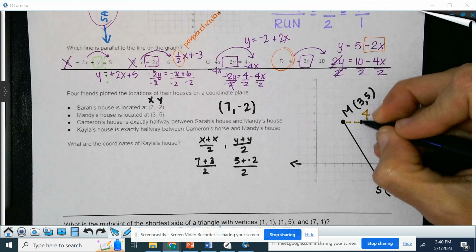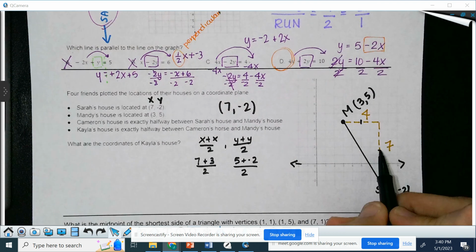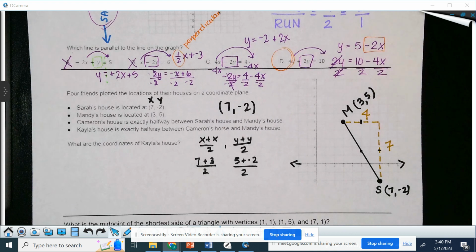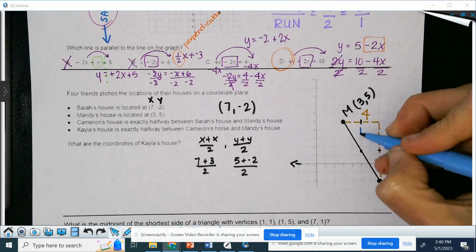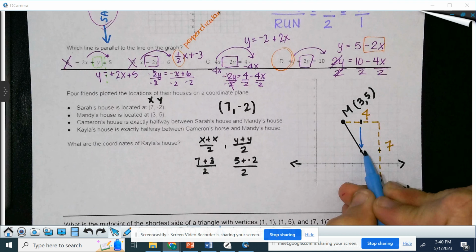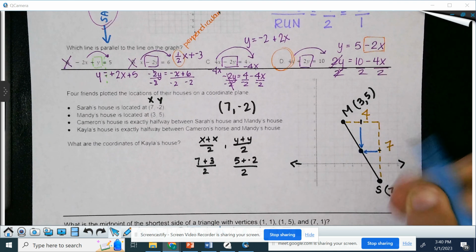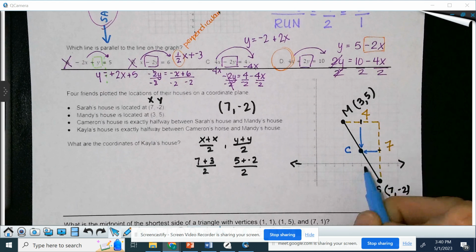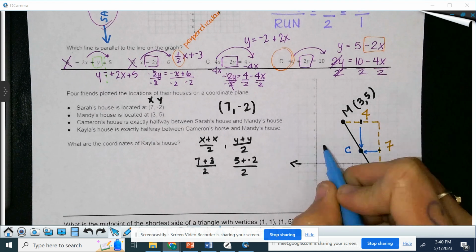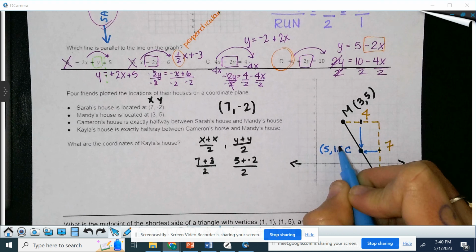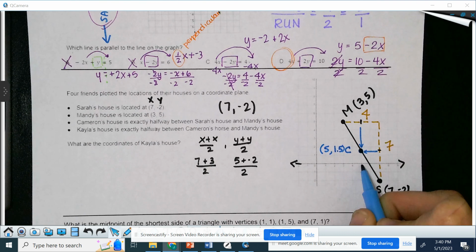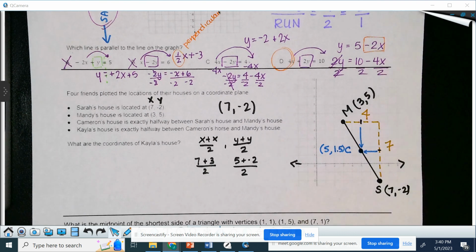And then if I draw, come all the way back to where my line is. Trying to use colors where you can see it, but not mess up the whole graph. So I'm coming down and I'm coming in. This is going to be Cameron's house. And that's about 5 and 1.5. So 5 and 1.5. There's 5 down here. I'm sure the numbers are hard to see on my paper. Sorry. 5 and then up 1.5.